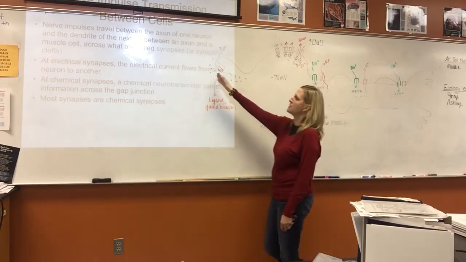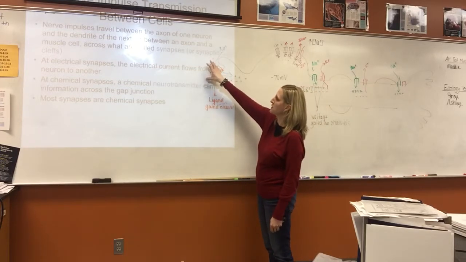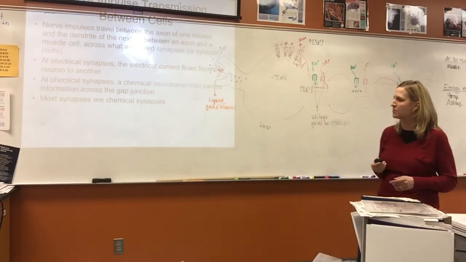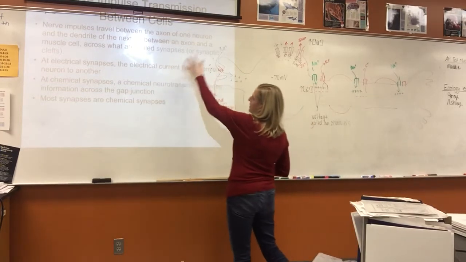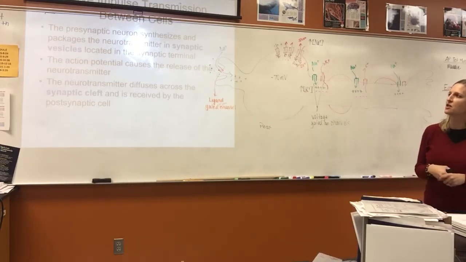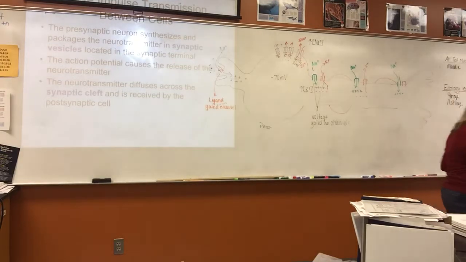And that's what we kind of talked about yesterday. So here I talked about the neurotransmitter released from another cell, binding to the receptors and so on. We just need to talk about what happens for the other cell to release those neurotransmitters. So the presynaptic neuron synthesizes and packages the neurotransmitter in synaptic vesicles located in the synaptic terminal. This action potential causes the release of the neurotransmitter, and the neurotransmitter diffuses across the synaptic cleft and is received by the postsynaptic cell.